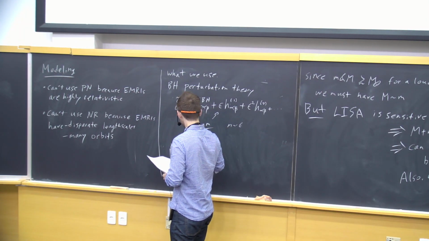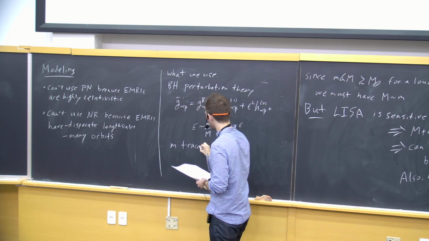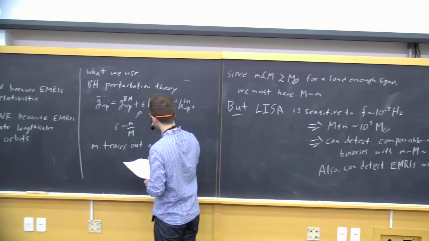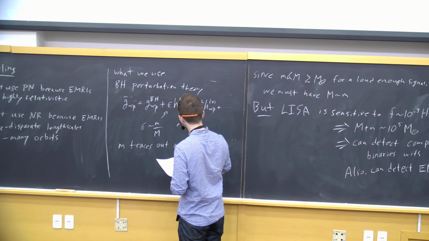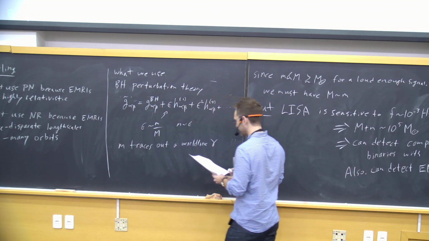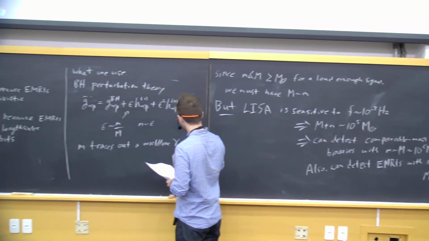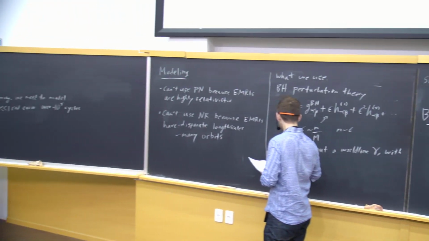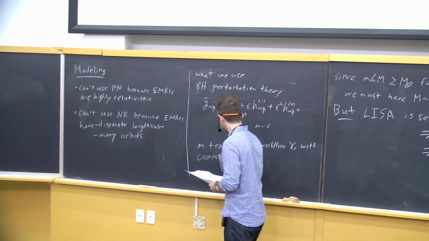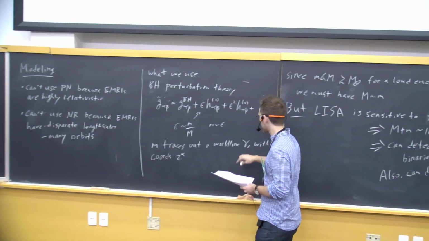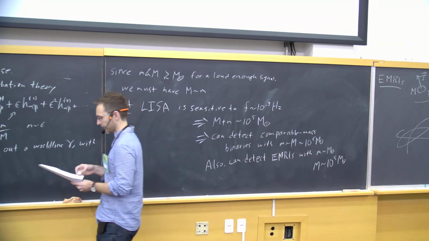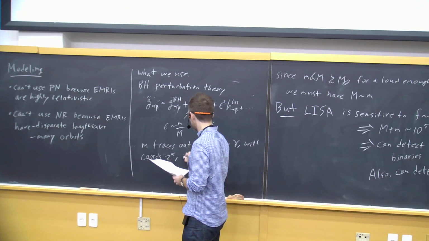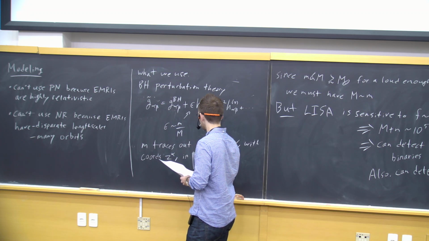So the small mass will trace out a world line, which I'll call gamma. And I'll call the coordinates on that world line Z. So Z alpha is the coordinate description of the world line gamma, and traces out this world line in the background space-time of the large black hole.